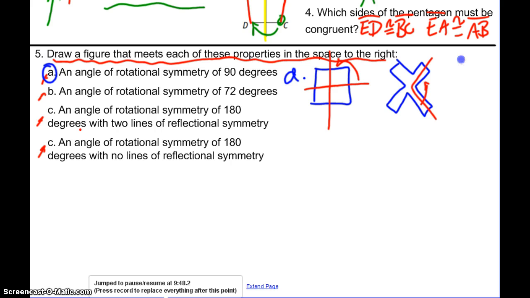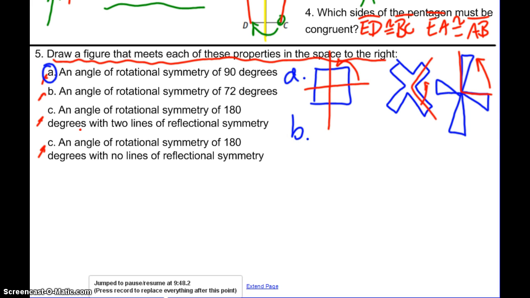One that I like to draw is kind of a pinwheel, like this, if I can do this well. Takes a lot of artistic skill here. This also has an angle of rotational symmetry of 90 degrees. Move 90 degrees and you've got the same pinwheel.